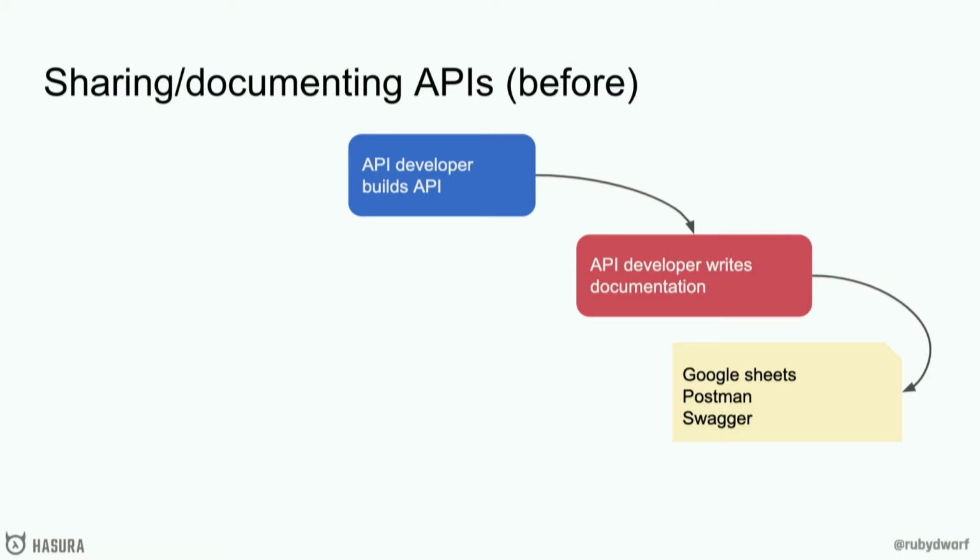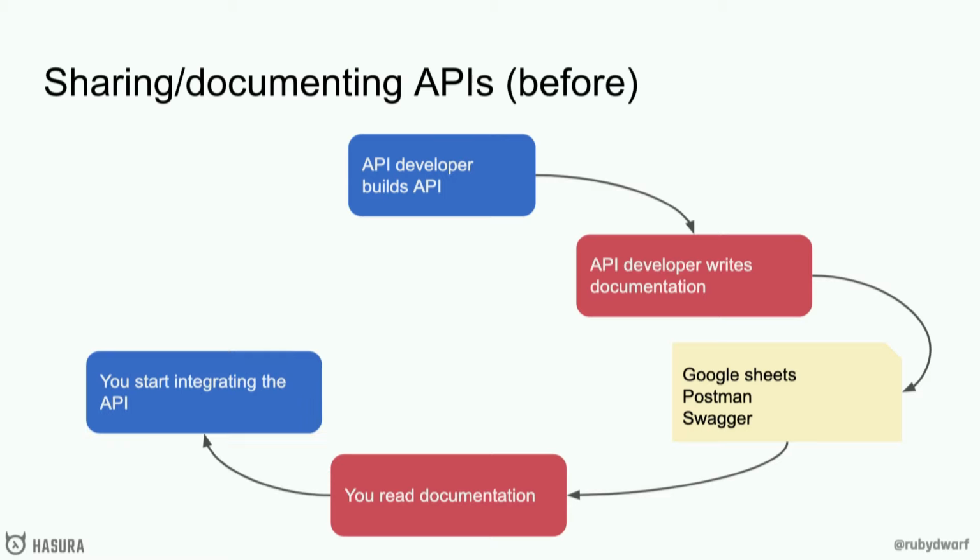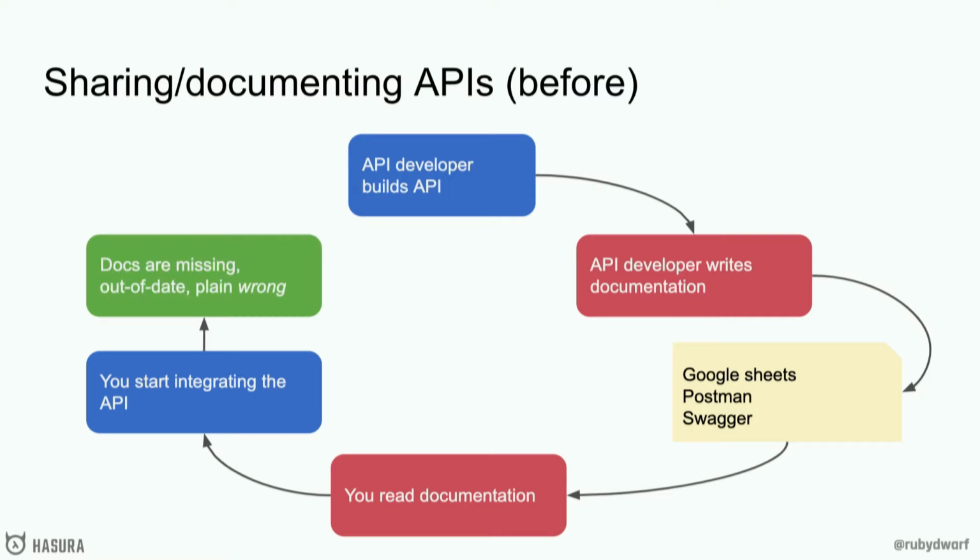And depending on how nice they are or how much time they have, they will maybe share a Google Docs or use some other tool like Postman or Swagger. Then you read the documentation, which I also put in red because who has the time to go through a whole document and read everything, right? Based on this, if you read it, you will start integrating the API and try to use it. And many times you will find that there's documentation missing because maybe somebody fixed something yesterday but didn't update the documentation, or it's out of date, or it's simply wrong.